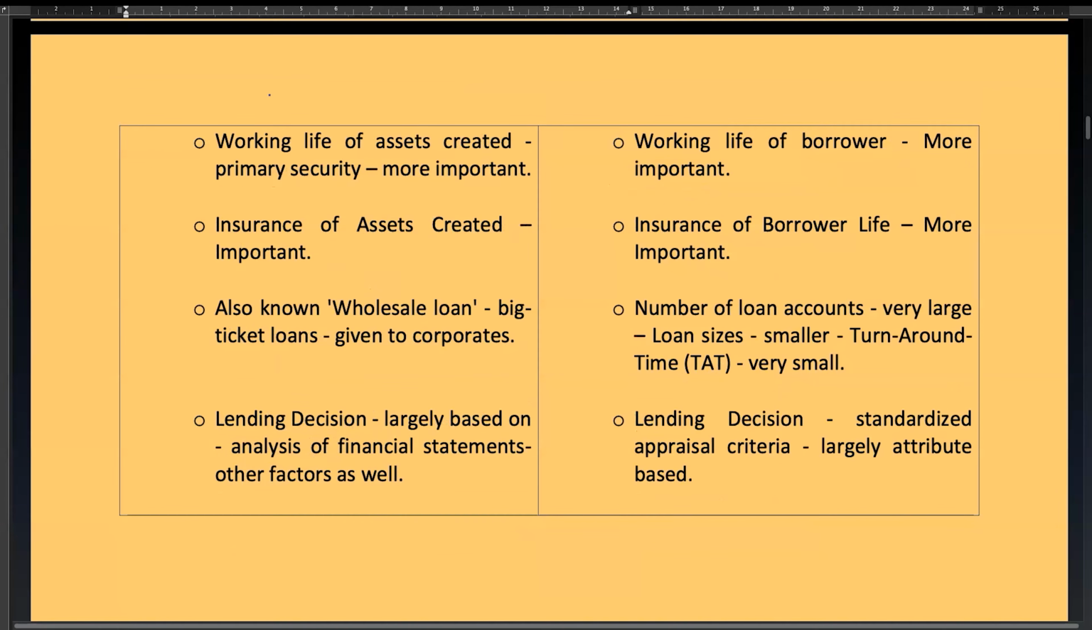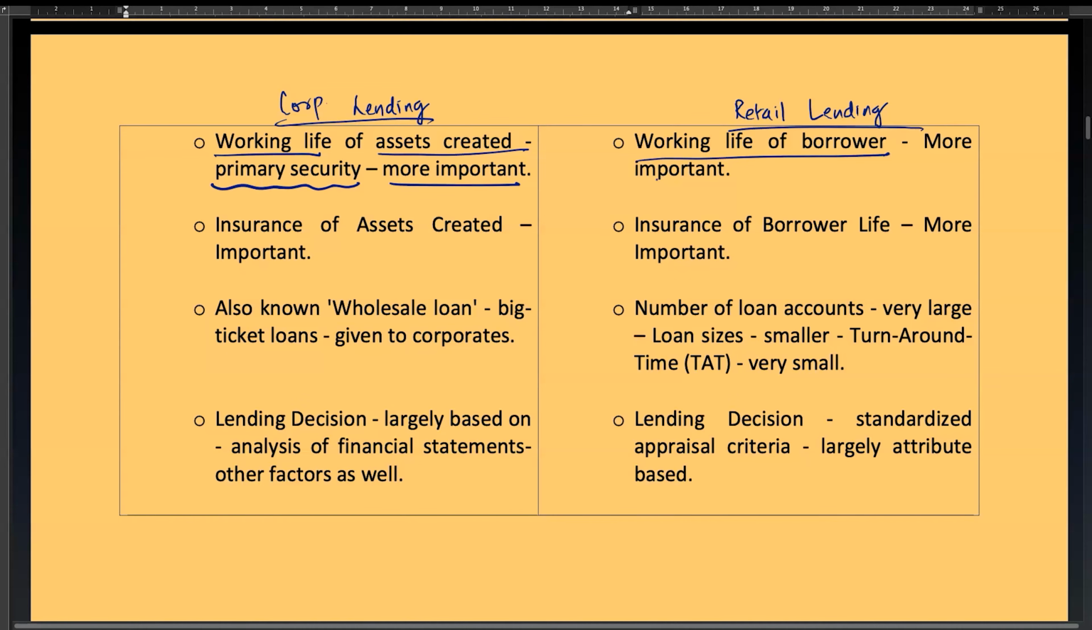The differences continue. Let's see some more. In corporate lending, the working life of the assets that are created is more important because they're basically funding the acquisition of current assets, fixed assets. So the working life of those assets is considered more important. Actually, we call them primary security. Whereas in retail lending, it is the working life of the borrower that is more important. That's why in retail lending, insurance of the borrower's life is insisted upon, whereas in corporate lending, insurance of the assets that are created out of those loans is insisted upon.